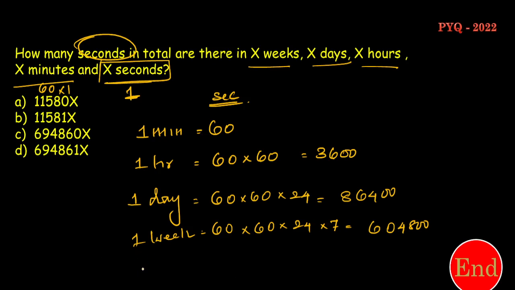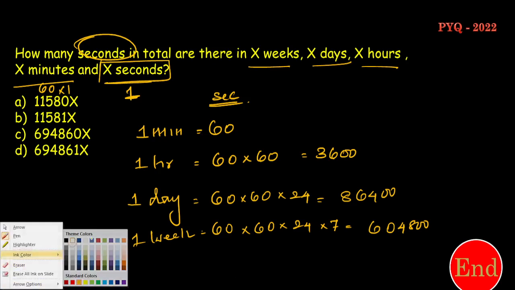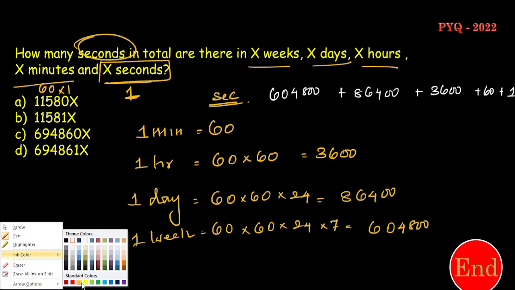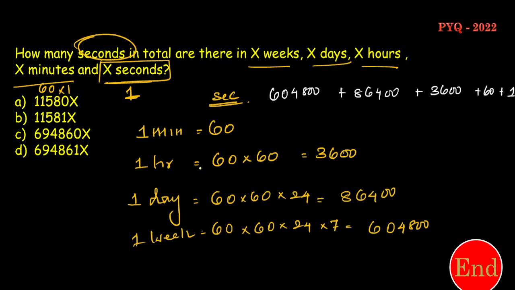And next one is we are going to add all these numbers. See, for week 604800, then a day 86400. I need to write X with this. I will leave a gap, plus 86400, then plus 3600, then plus 60 plus 1. Right? I need to write X with this because they are asking the answer for X weeks, X days, X hours.